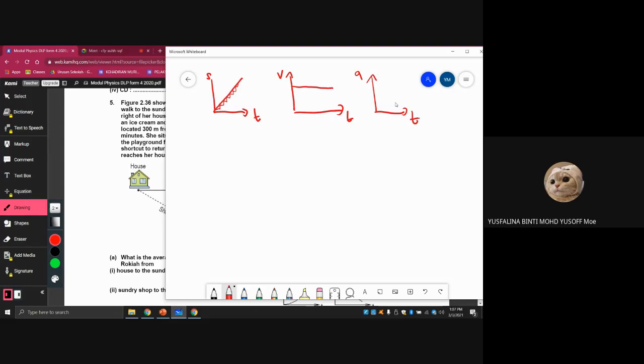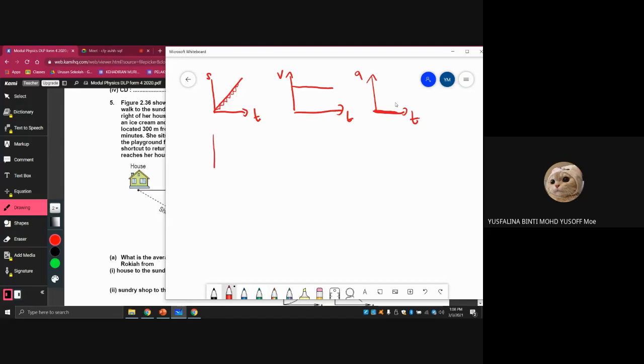So means the gradient is 0. So the gradient is 0 means the acceleration is 0. So if I have to change from velocity against time to acceleration against time, the graph should be on the x-axis like this. Okay, so you have to draw like this on the x-axis. All right, so this is the first graph for displacement against time.